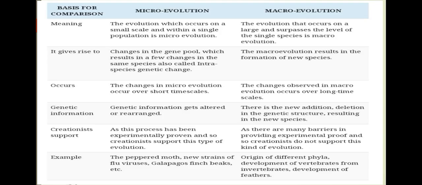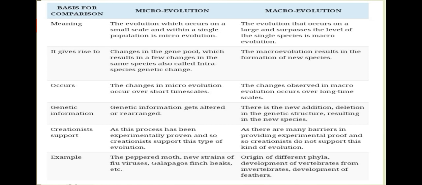So, basis of comparison. The evolution which occurs on a small scale and within a single population is microevolution. Changes in the gene pool which result in few changes in the same species, also called intra-species genetic change. The change in microevolution occurs over short time scales. Genetic information gets altered or rearranged as the process has been experimentally proven, and so creationists support this type of evolution. The peppered moth, new strains of flu viruses, Galapagos finch beaks, etc.